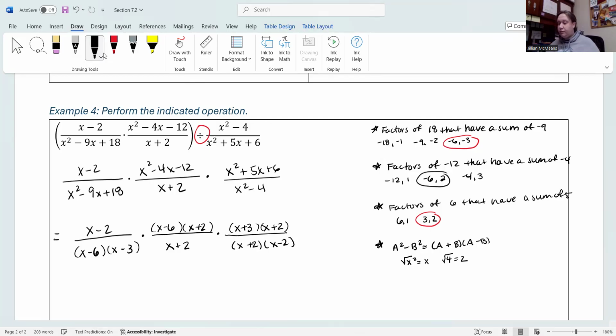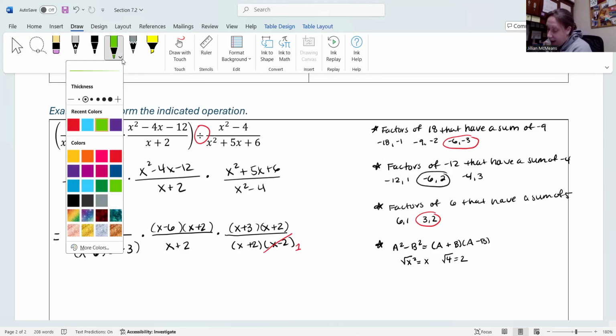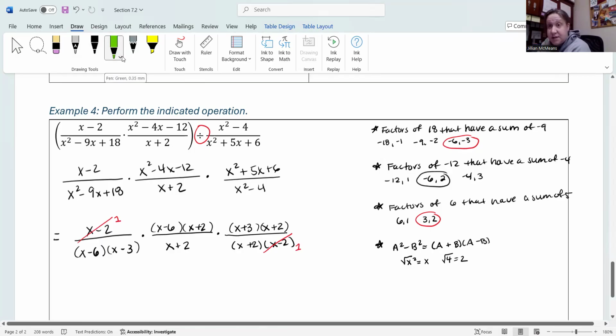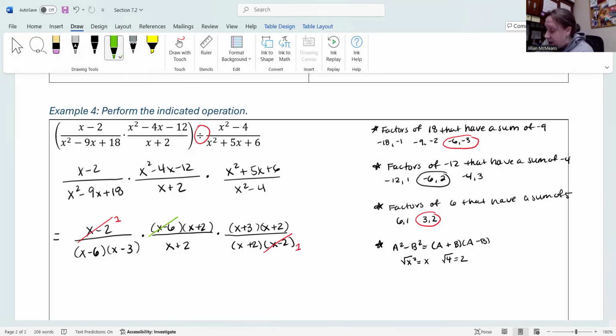Okay, so let's see what we can cancel out. Right off the bat, I have an x minus 2 in my first numerator. I have an x minus 2 in my third denominator. Those cancel. x minus 2 divided by itself is just 1. Next up, I have an x minus 6. My second numerator and my first denominator both have an x minus 6. x minus 6 divided by itself is just 1.